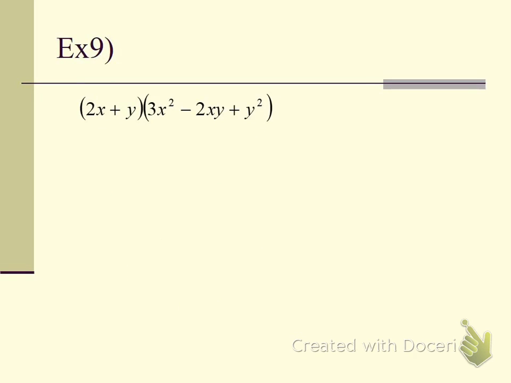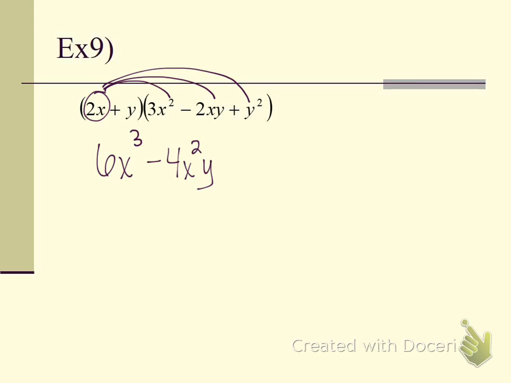Number 9 gets just a little more interesting with multiple variables. Same process. 2x gets distributed. 2x times 3x squared is 6x cubed. 2x times negative 2xy. Very good. Make sure you're keeping track of the exponents on your variables. And 2x times y squared.